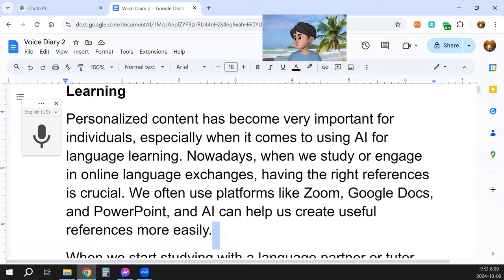Personalized content has become very important for individuals, especially when it comes to using AI for language learning. Nowadays, when we study or engage in online language exchanges, having the right references is crucial. We often use platforms like Zoom, Google Docs, and PowerPoint. AI can help us create useful references more easily.